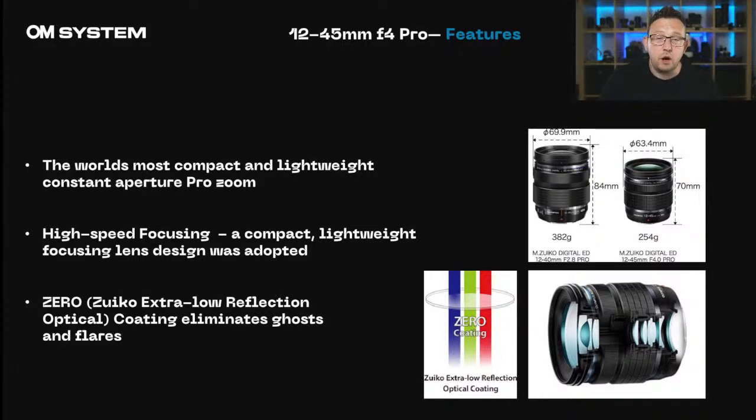And it is the world's most compact and lightweight constant aperture pro zoom, so it's got a nice little title to it. There's an amazing AF focuser unit in here, so high speed focusing. We've got a very specific focusing lens element in there, which I'll come to as well. And of course, as with many, if not all now of the current M.Zuiko lenses, we have the ZERO coating on that lens, which is the extra low reflection optical coating, and helps to bring down things like ghosting and flare.